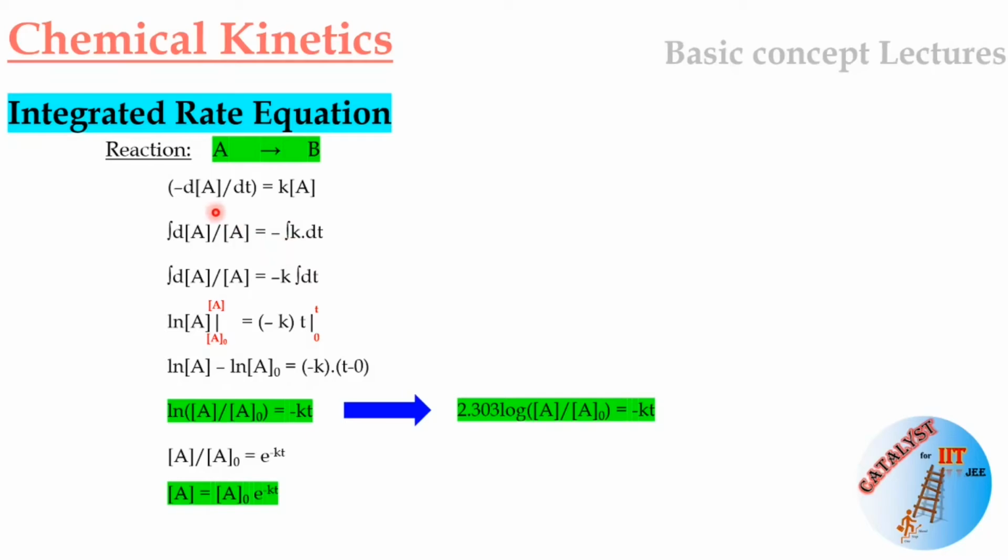So now you start integration on both sides. What you get? K is a constant which is not dependent on t, so you can take it out of the integration symbol and put it outside. Now dA by A, if you do the integration, you get ln of A, and dt, if you do the integration, you get t.